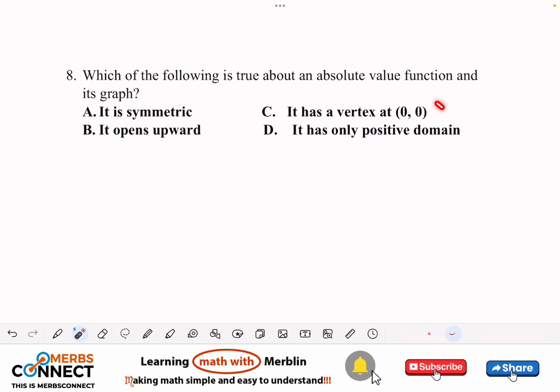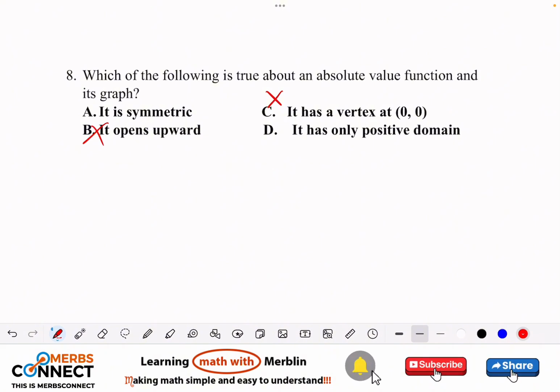So it is not true. The vertex can be 1, can be 2, right? So C is out, like basically C is out. And then it opens upward. It is not true. It can also open downward. Yes, so this one too is out.